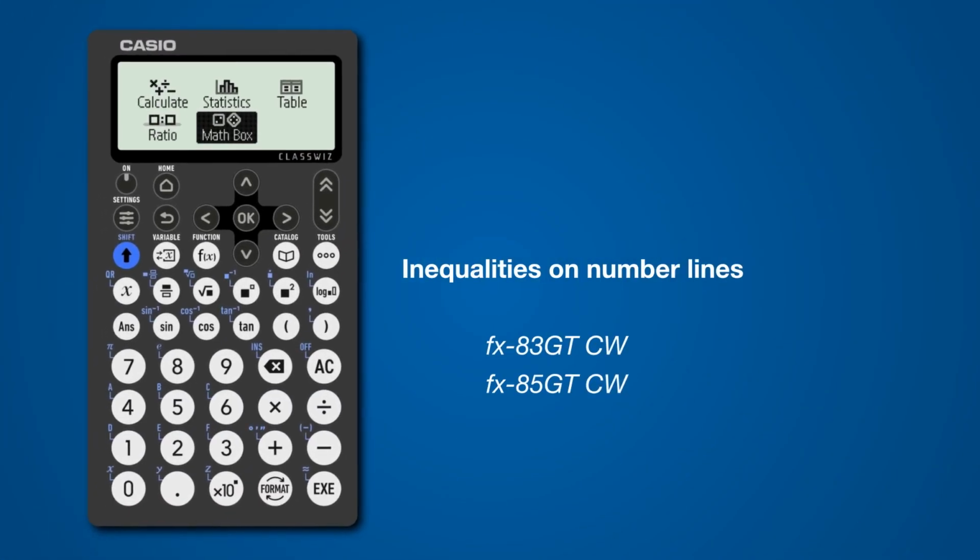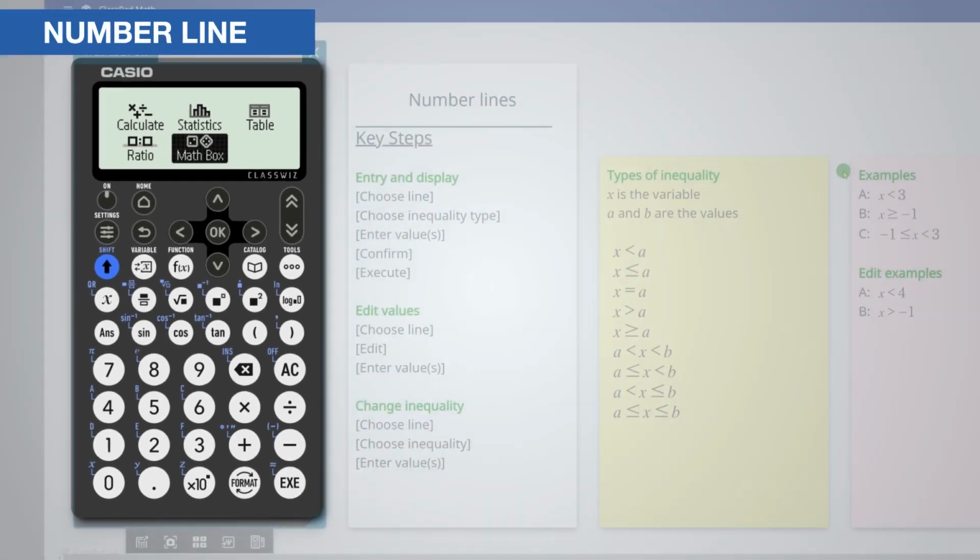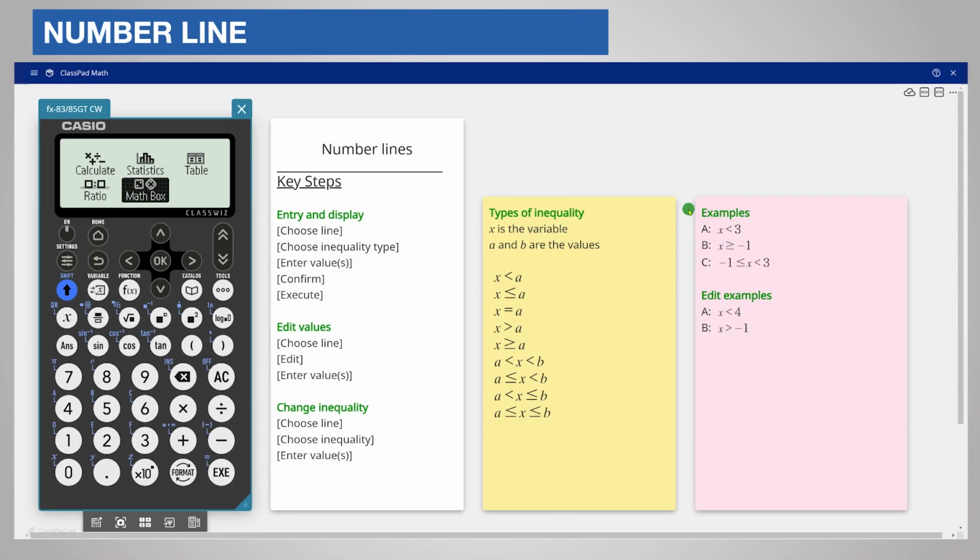This video will help you to show inequalities as number lines. You will find the key steps on the screen and I will demonstrate them live. This functionality is only available on the FX83 and 85 CW. We will use the examples here on the far right.